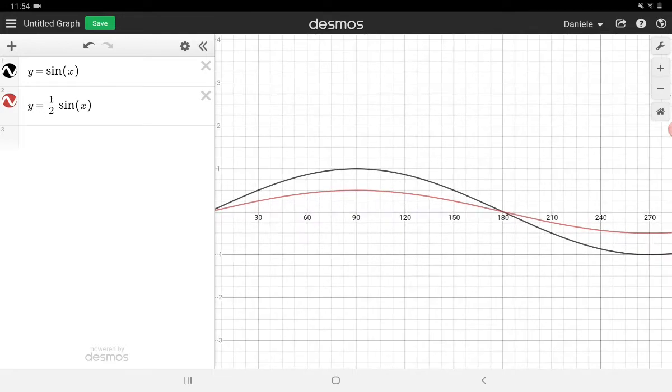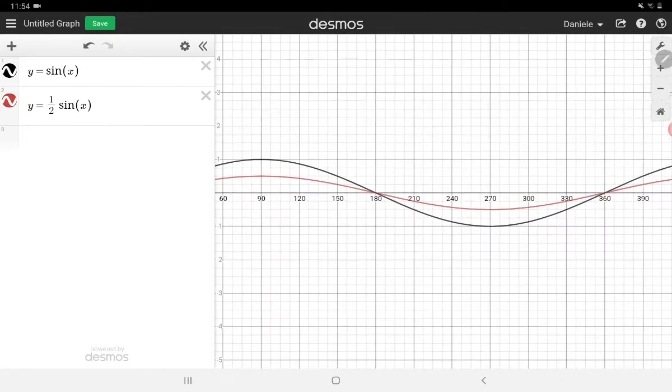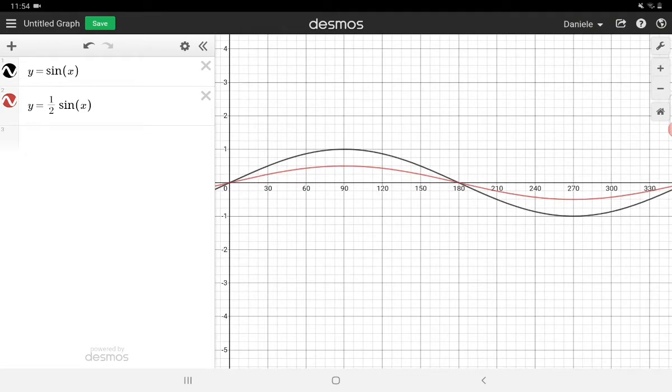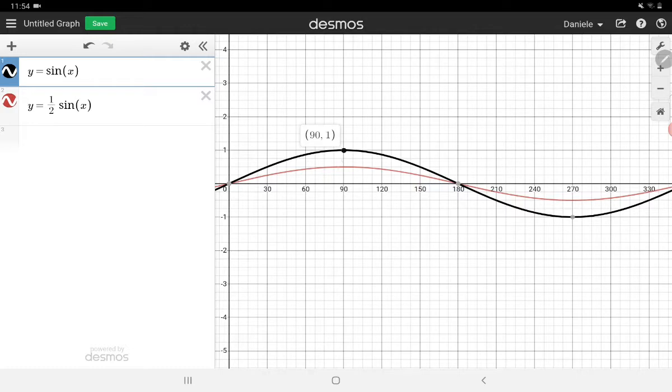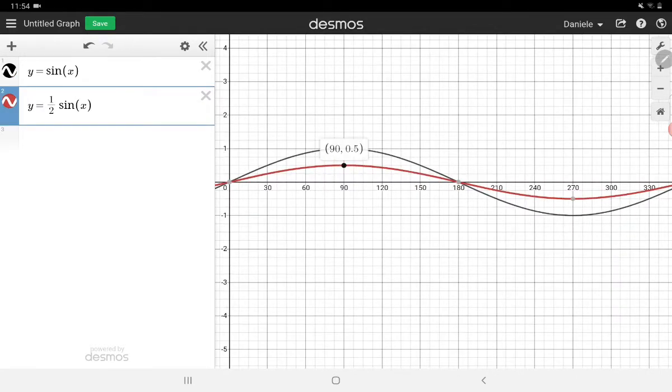If I zoom in a little bit here, so we can see a little bit better. Our y-intercepts, as you can see, are still the exact same. It doesn't matter because where you had a 0 in your parent function, it doesn't matter what you multiply 0 by, you still get 0. But what happens is we went from a maximum of 1 to now a maximum of 0.5. We multiplied by 1/2. And the same happens throughout this curve.